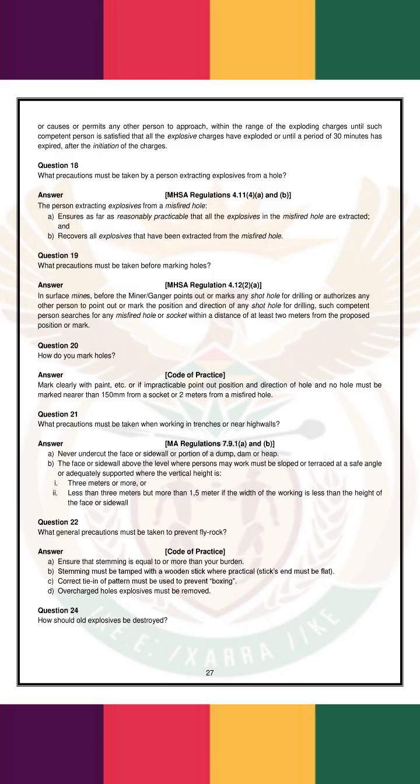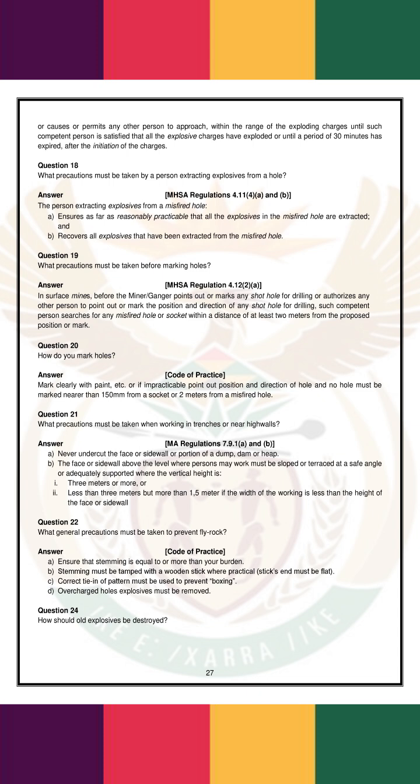In surface mines, before the miner or ganger points out or marks any shot hole for drilling, or authorizes any other person to point out or mark the position and direction of any shot hole for drilling, such competent person searches for any misfired hole or socket within a distance of at least 2 meters from the proposed position or mark.